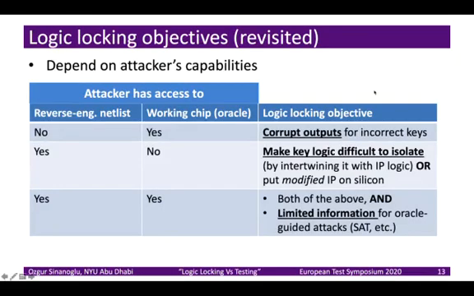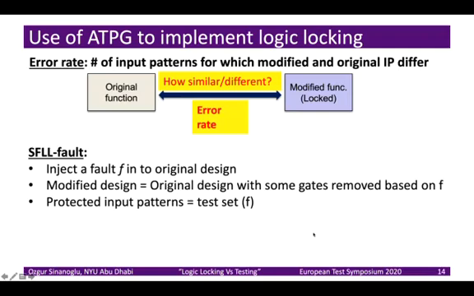So let's revisit the objectives one more time before we get into the details of the logic locking scheme. We want to corrupt outputs, not too much, not too little. So we want to be able to adjust that level. We want the key logic to be difficult to isolate. We'd like to protect the IP, the original netlist IP. We don't want somebody to do the netlist analysis to figure out the original IP. And we want to provide limited information to oracle-guided attacks. These are the three objectives.